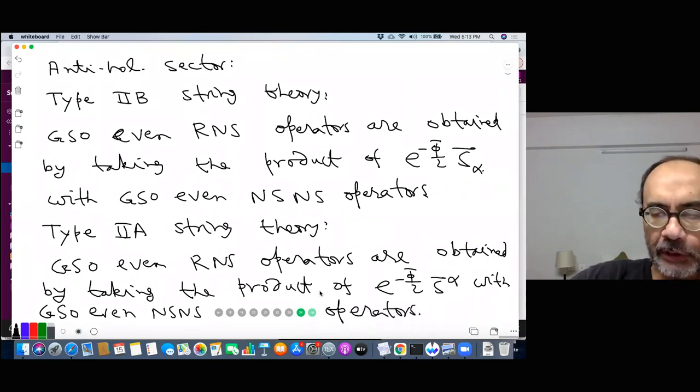Okay. And these two theories are distinct. They are distinct because the spectrum transforms differently under the space-time Lorentz group. Okay, type 2A and type 2B are distinct theories. Are there questions?